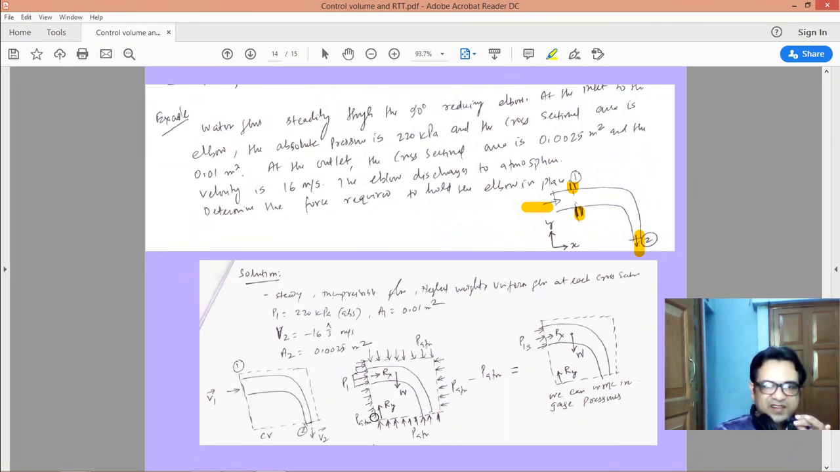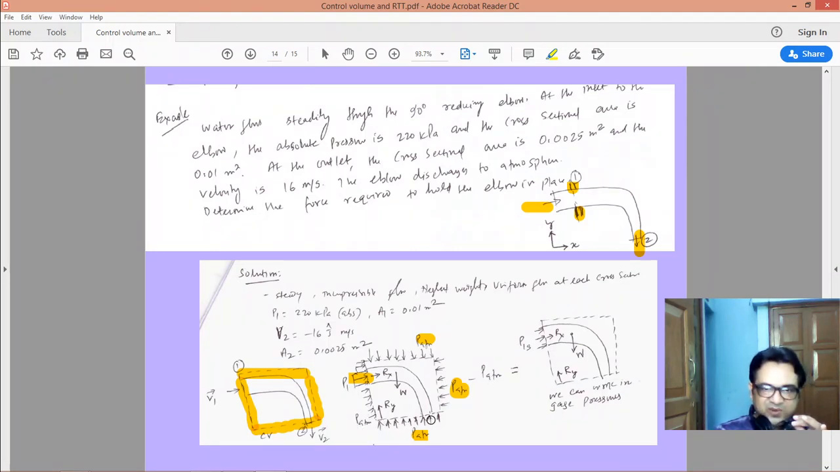Now apply all the forces acting, because we are going to apply the momentum equation to find the force. So along this, the pressure of the atmosphere will act. Along this control surface, again atmospheric pressure will act. On the bottom control surface, again atmospheric pressure will act. And on this left side control surface, only at the inlet P1 will act, and for the rest of the surface at the left side the atmospheric pressure will act.